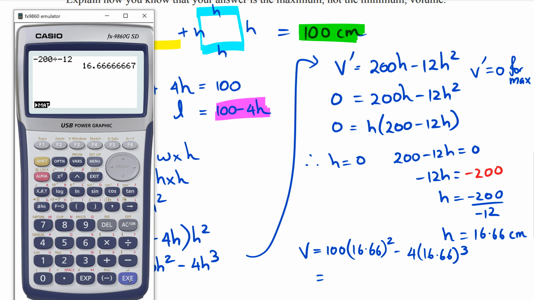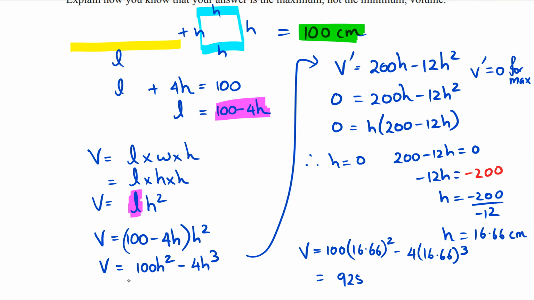I know I'm writing it in my exam like 16.66, but in my calculations, I'm still going to keep this 16.667. So what I'm going to do is use the answer function. So I'm going to go 100 times shift answer squared minus 4 times shift answer to the power of 3, and that gives me an answer of 9,259. Yeah, I'll take that. Centimeter cubed is what we want to be looking at.